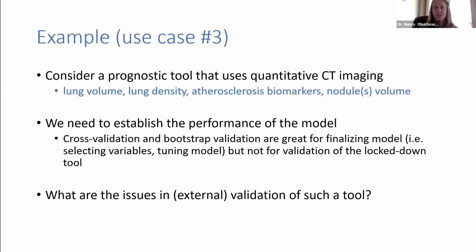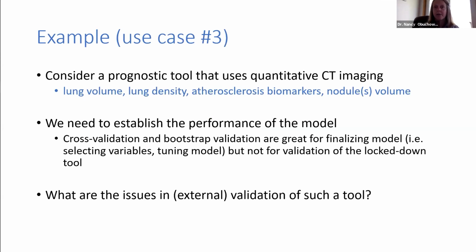So I want to talk quickly about use case 3 and about validation. So let's suppose that we have a prognostic tool that we have built, and we've built it based on quantitative CT imaging biomarkers, and I've listed some potential ones here. So what we need to do is we need to establish the performance of the model. Now, many of us are familiar with terms like cross-validation and bootstrap validation, these approaches. So these approaches are great for when you have a training set and you're trying to select variables and tune your model, but that's not what I'm talking about here today.